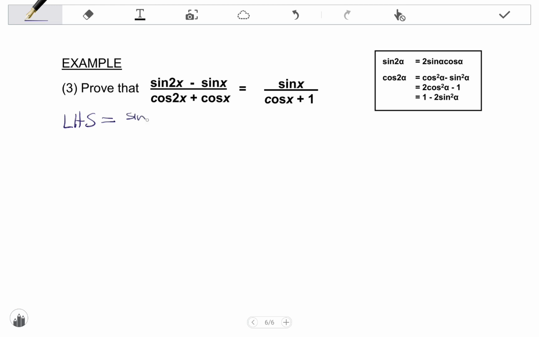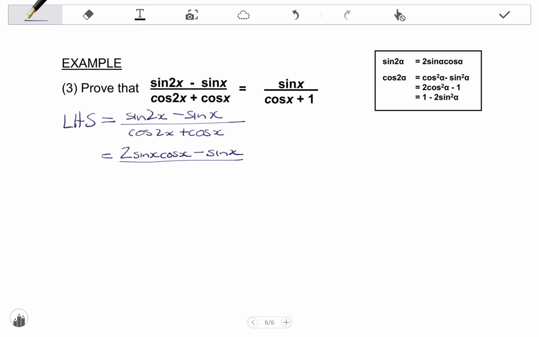Okay, so sine 2x minus sine x over cos 2x plus cos x. Working with the numerator first, I have a sine double angle that expands to 2 sine x cos x, and then I still subtract the sine x. Looking at the denominator, I have cos double angle, so cos 2x plus cos x. So I need to expand this cos double angle. Now, the tip I gave was to choose the option that eliminates the constant, but there is no constant in the denominator, so that tip is not going to work for this example.